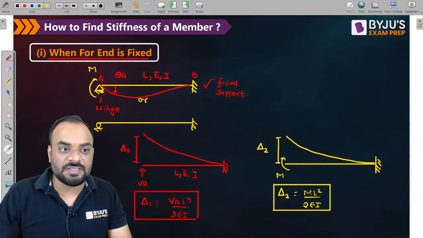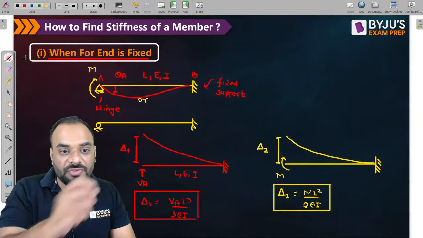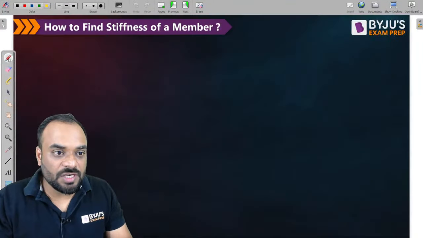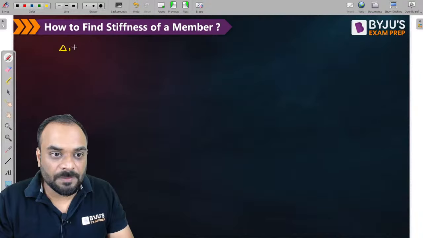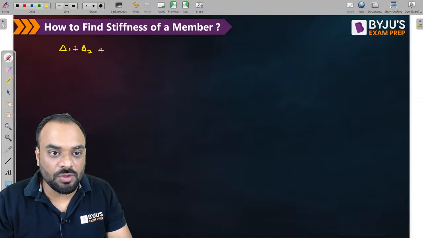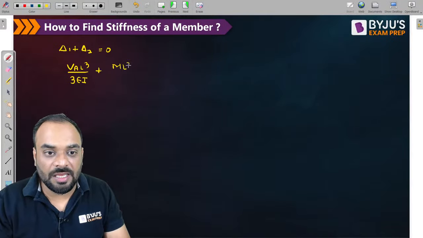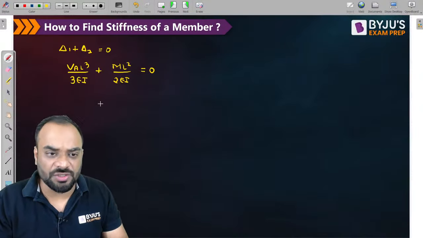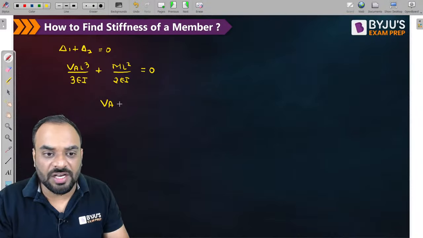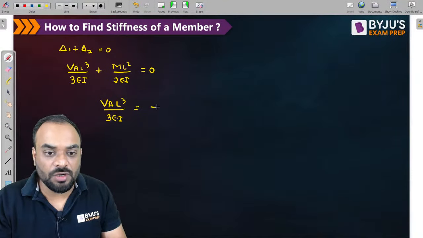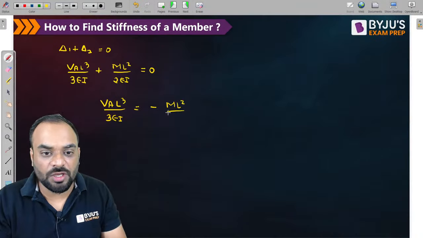And we'll use this concept to find out the value of VA reaction first. Okay. So let's write down delta 1 plus delta 2 should be equal to 0. So delta 1 is how much? VA L cube by 3EI. And delta 2 is equal to ML square by 2EI, and it should be equal to 0. Let's calculate the value of VA. How much are we getting? VA L cube divided by 3EI is equal to minus ML square by 2EI.